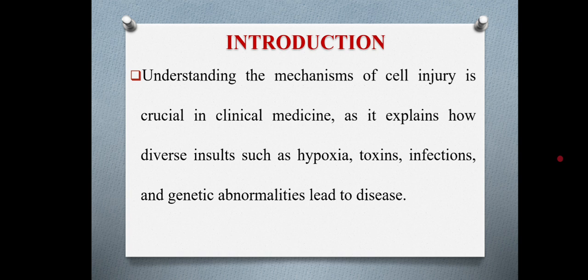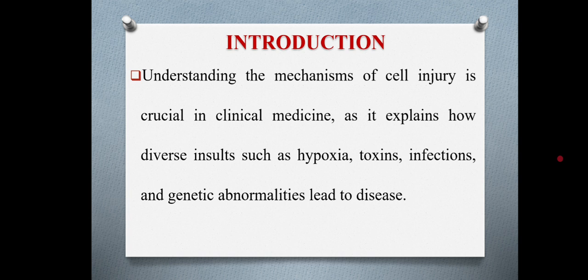So we're saying that understanding the mechanisms of cell injury is crucial in clinical medicine as it explains how diverse insults. When I say insults, I simply mean that anything that can trigger cell injury is called an insult in medical terms. It could be a biological insult. It could be maybe toxins, toxic stuff, all right? It could be anything that is going to cause or trigger cellular injury, call it an insult.